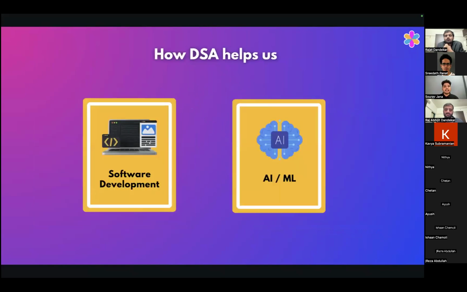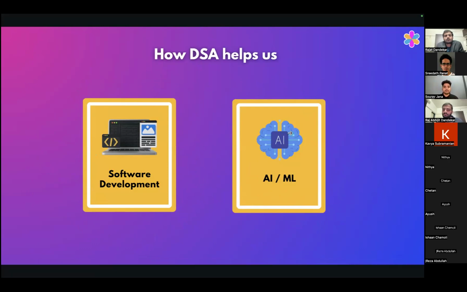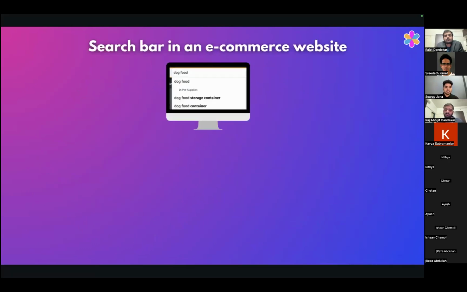Now let's understand how DSA actually helps us tackle real-world problems. We'll take two examples. We'll first see in the software development field how DSA helps us. Then we'll see in the ML, AI and data science field how DSA basically helps us, right? So first, look at the software development field.